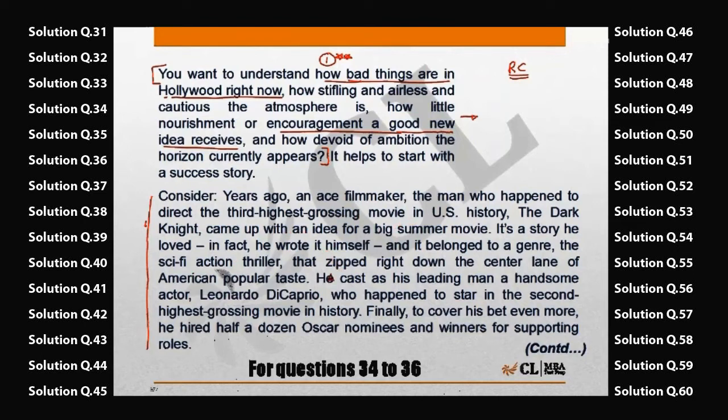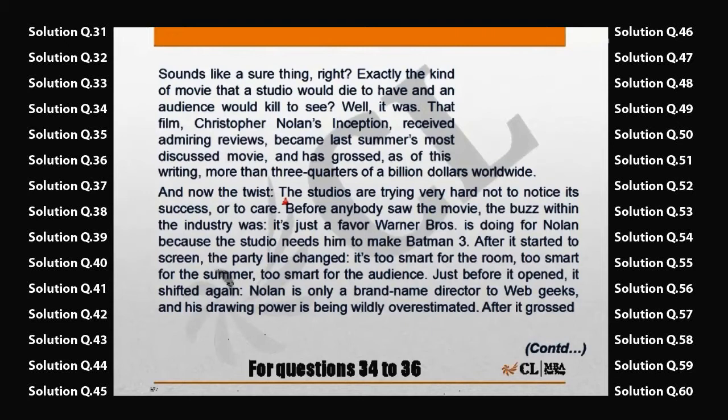So let's continue. Sounds like a sure thing, right? Exactly the kind of movie that a studio would die to have and an audience would kill to see. Well, it was. That film, Christopher Nolan's Inception, received admiring reviews, became last summer's most discussed movie, and has grossed, as of this writing, more than $750 million worldwide. So it's talking about the movie Inception and the fact that movie was really successful.